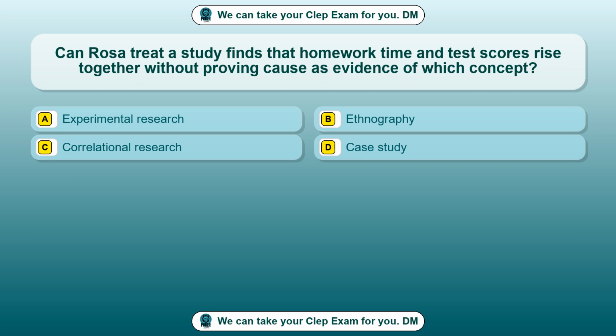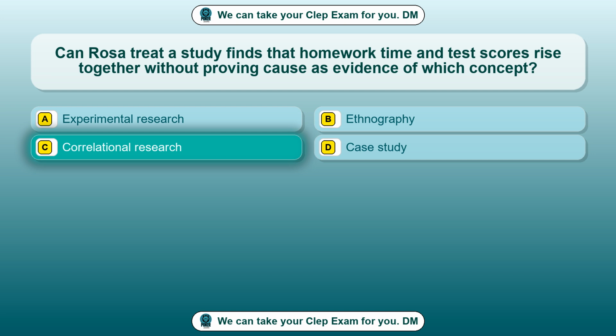Question 88. Can Rosa treat a study finding that homework time and test scores rise together without proving cause as evidence of which concept? Option A, experimental research. Option B, ethnography. Option C, correlational research. Option D, case study. The correct answer is option C, correlational research.